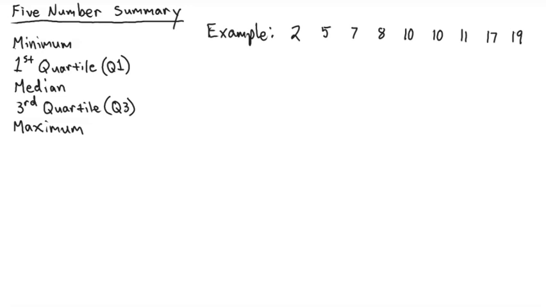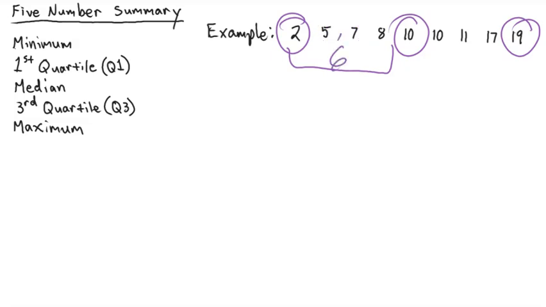And so here's just a quick example. This is 9 data points here, and the minimum is the lowest number, the maximum is the largest number, the median is the middle number, which is this, and then if we take the bottom half right here, the bottom half is just 2, 5, 7, and 8. And the median of these four numbers is halfway between 5 and 7. And so that would be 6. This would be Q1.